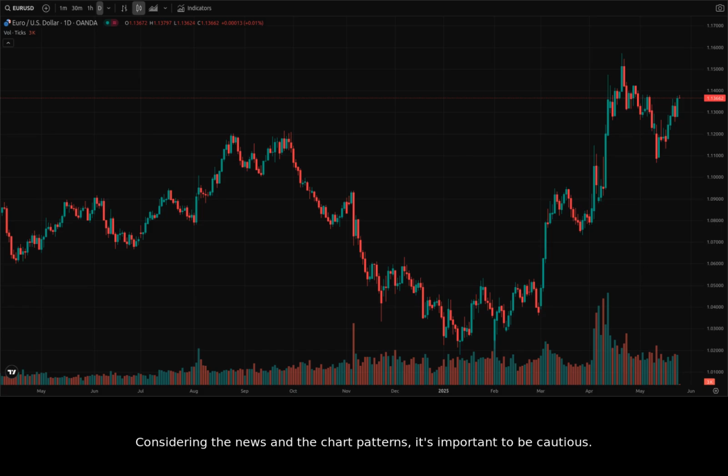Considering the news and the chart patterns, it's important to be cautious. The uncertainty surrounding Trump's trade policies creates potential for downside risk. Key price levels to watch are 1.08 and 1.07 as support and 1.09 as resistance on the daily chart. If tariffs go through, EURUSD may decline to 1.06. If trade tensions ease, we might see a rally towards 1.10, but this is less likely in the short term.